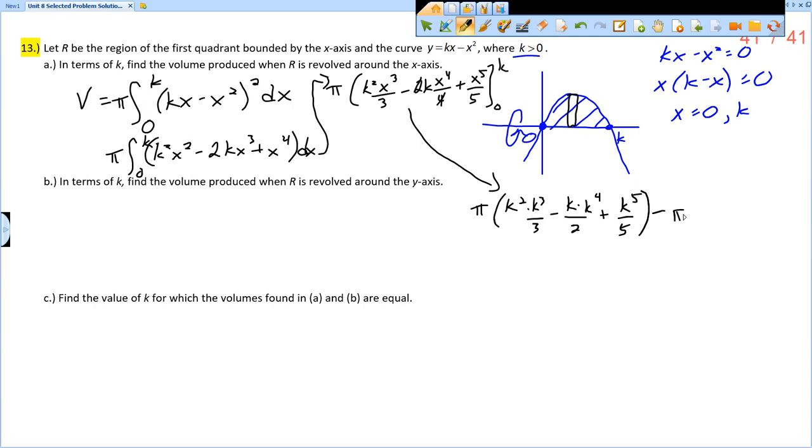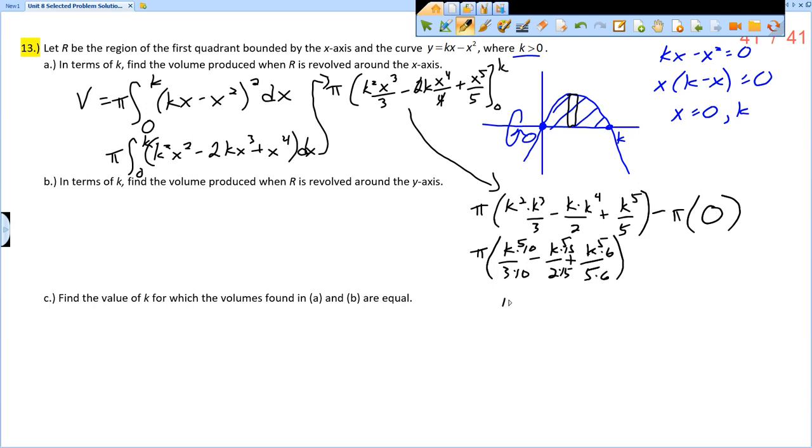Then all of that minus pi times, well, they all have 0 for x, and so that part is just 0. So I have pi times, now this is k to the fifth over 3 minus k to the fifth over 2 plus k to the fifth over 5. And so I need a common denominator. Right? And so that means I'm going to multiply this by 10 over 10, this by 15 over 15, and this by 6 over 6.